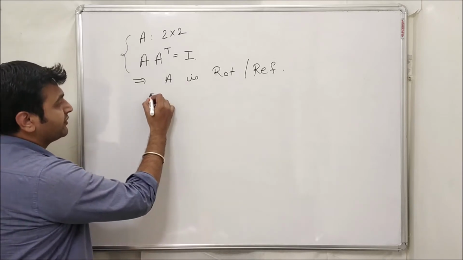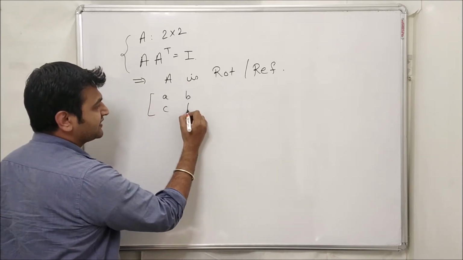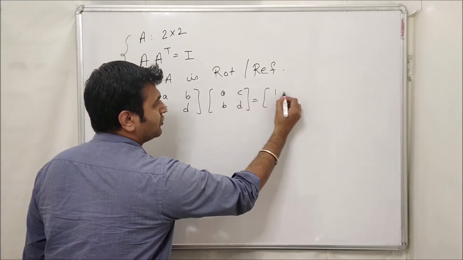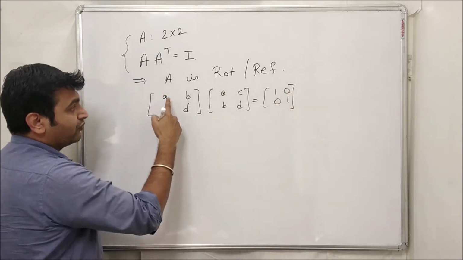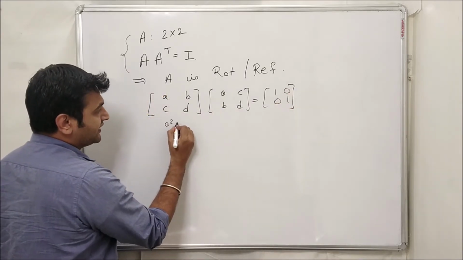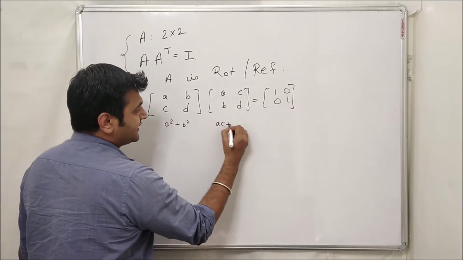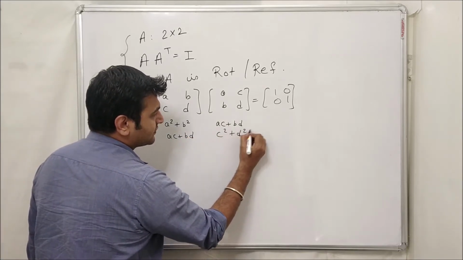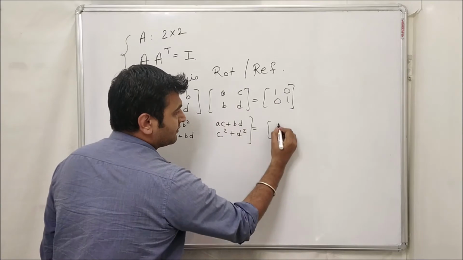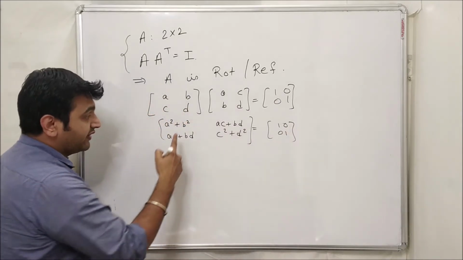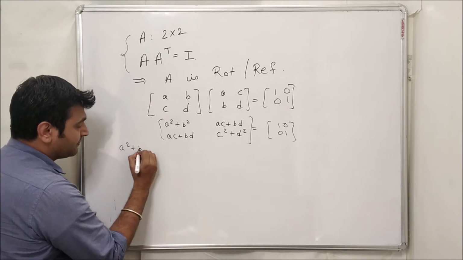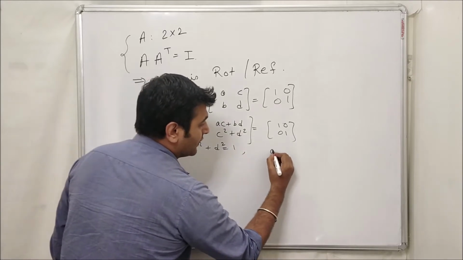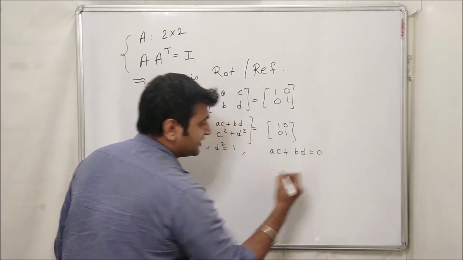Now A is a 2 cross 2 matrix, so let A be equal to [a b; c d], and we know that A into A transpose is the identity matrix, so this is equal to [1 0; 0 1]. Now if you do this multiplication, the first entry is a square plus b square. The second entry is ac plus bd. This is also ac plus bd, and this is c square plus d square. And this is equal to the identity matrix. So if you equate the entries, you have a square plus b square equal to 1, c square plus d square equal to 1, and ac plus bd equal to 0.